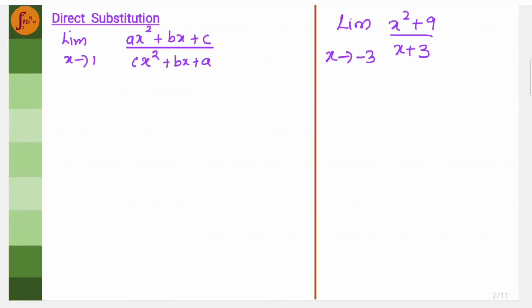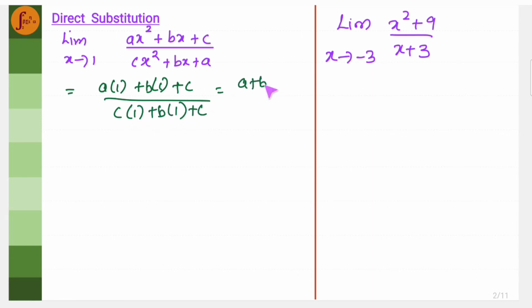This is the simplest of all, where we just have to substitute the value of x given here in the function. Every time in any expression, we will have to apply direct substitution and see if it gives a valid value. So here, for example, you just substitute 1 for x, and you're quickly going to get a into 1 plus b into 1 plus c by c into 1 plus b into 1 plus c. So we're going to get a plus b plus c by a plus b plus c. This is going to get cancelled, giving you 1.